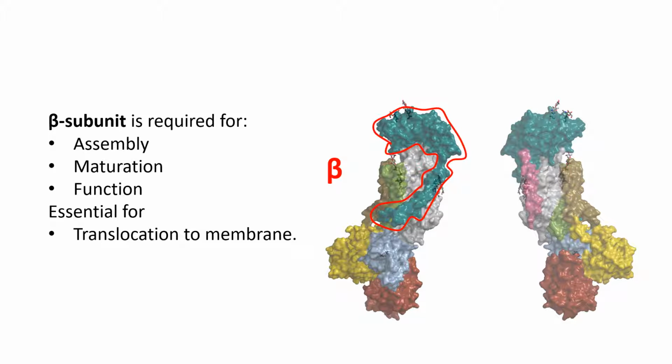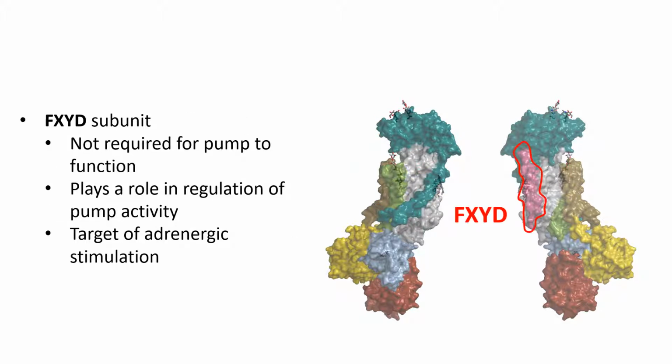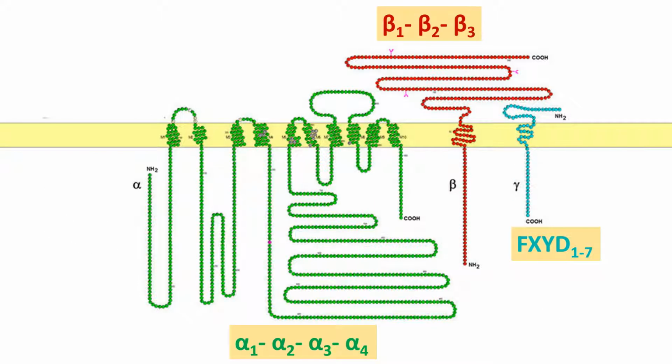It's also essential for translocation of the mature pump to the membrane. The FXYD subunit is not required for pump function, but it plays a major role in regulation of pump activity, and importantly, it's a target of adrenergic stimulation. Several isoforms of each subunit exist.